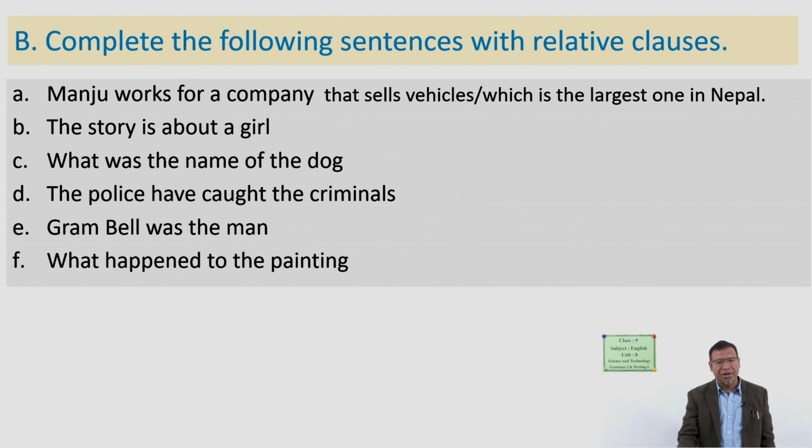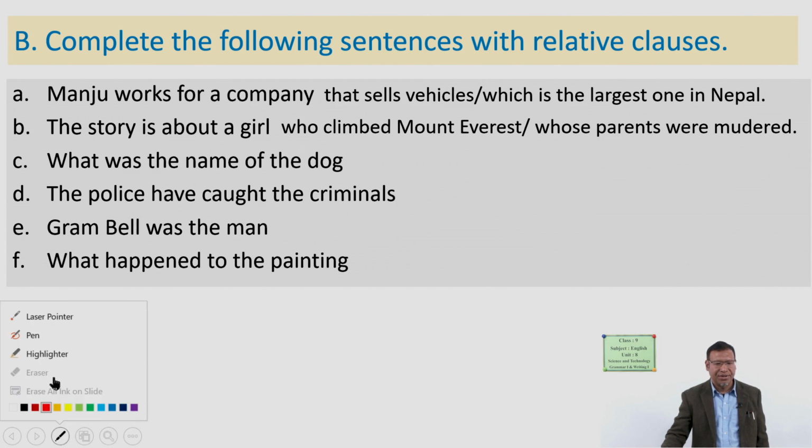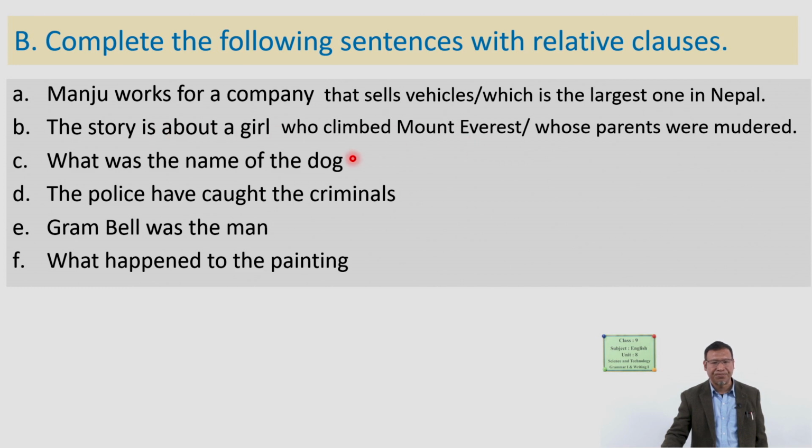The story is about a girl who climbed Mount Everest. Or you can say, the story is about a girl whose parents were murdered, all right? And the story is about a girl who was really talented, all right? So this is how you can answer the questions with the help of relative clauses, with the help of that and other words connecting, and with the girl we can use who, or whose, on the basis of sentence structure.